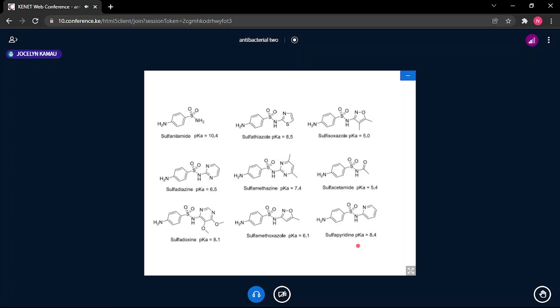Then finally, we have sulfapyridine. Sulfapyridine has only one nitrogen. You can see that, and that is why its pKa is a little bit high. So when you look at these drugs, even by looking at the structures, you should be able to compare, even if you don't remember the pKa of each one, and say, would you expect drug A to have lower pKa than drug B? And you say why. You should be able to compare pKa's of different sulfonamides depending on the heterocyclic group that is attached, or depending on the group that is attached at nitrogen 1.